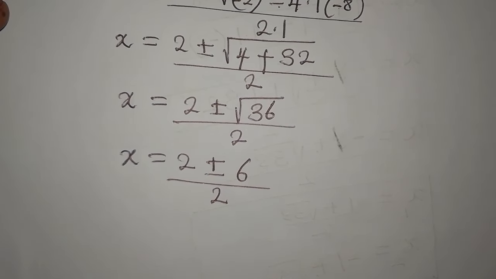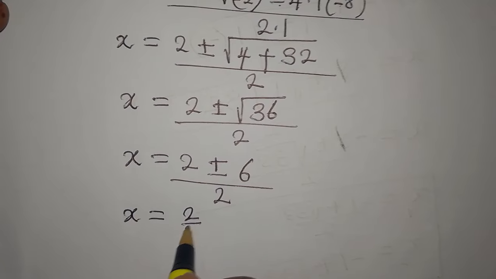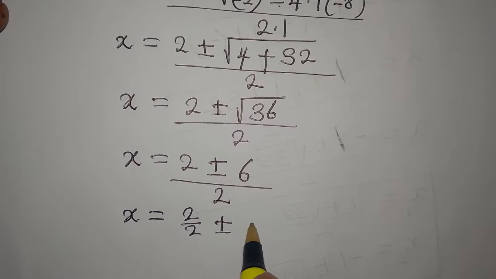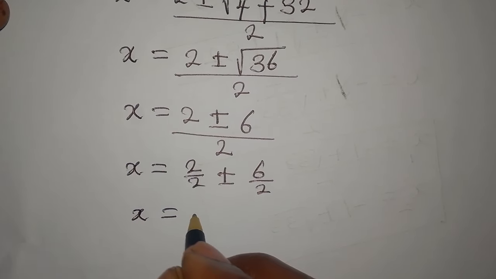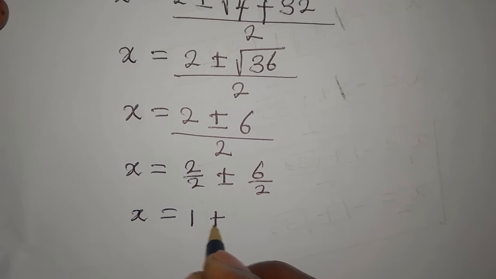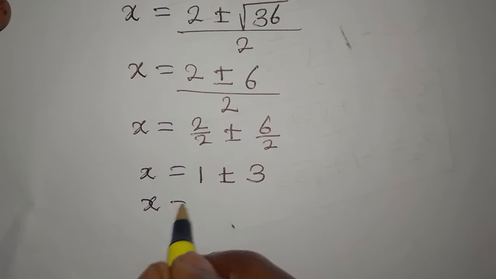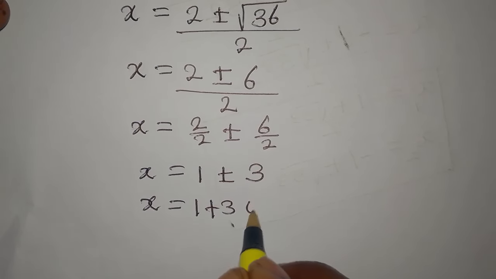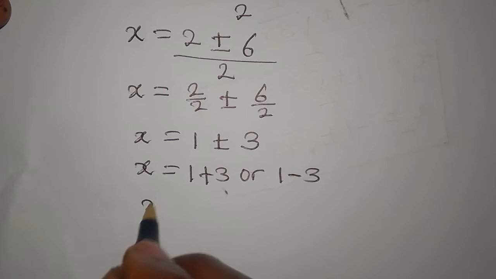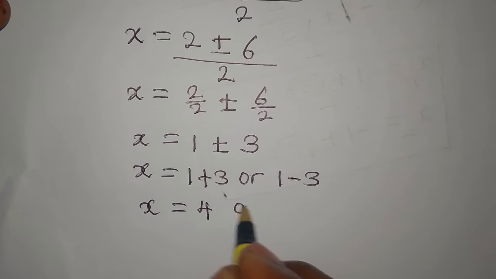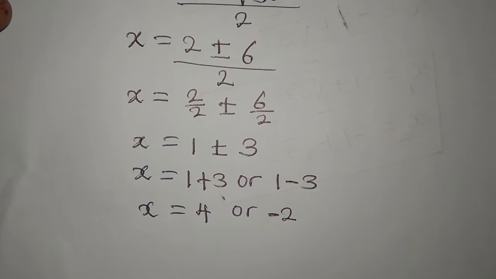So what are we saying? This is a 2-in-1 solution. But before then, let's do this. x is equal to 2 over 2 plus or minus 6 over 2. So that x is equal to 1 plus or minus 3. And this means that our x is equal to 1 plus 3 or 1 minus 3. So that x is equal to 4 or minus 2. So from here we have two solutions.